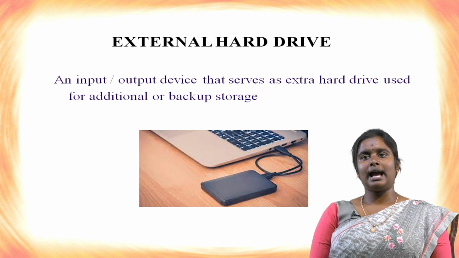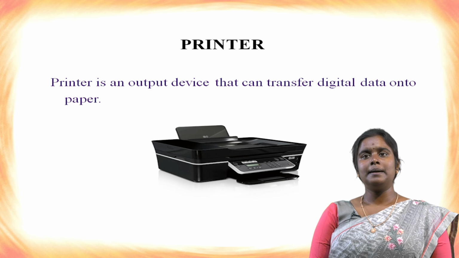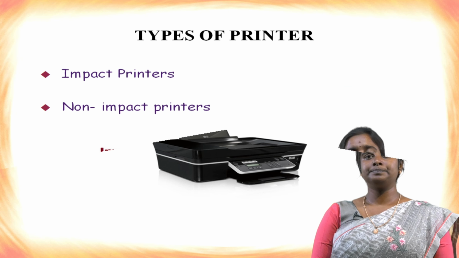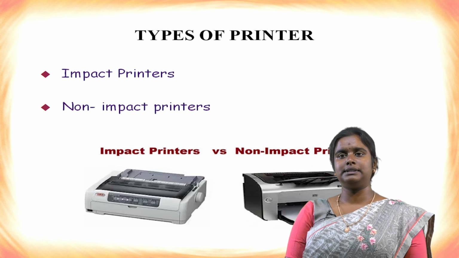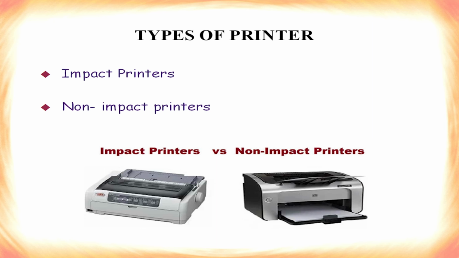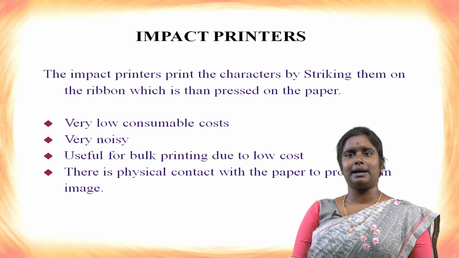External hard drive, an input or output device that serves as an extra hard drive used for additional or backup storage. Printer: a printer is an output device that can transfer digital data onto paper. Types of printer: impact printer and non-impact printer. First, we see the impact printer.